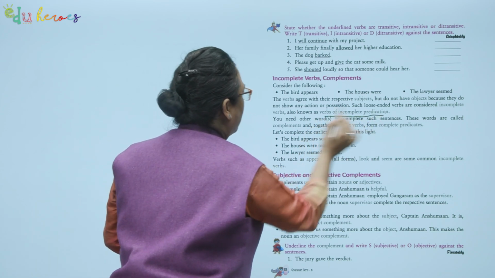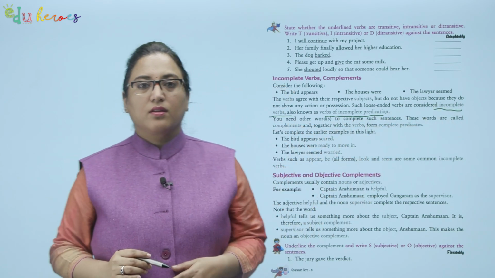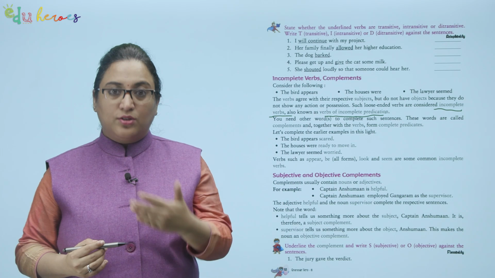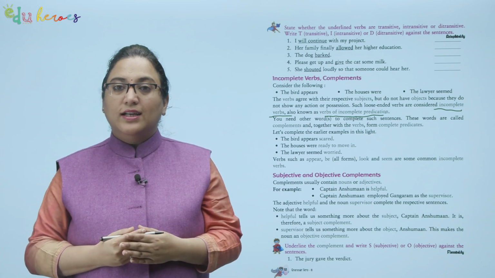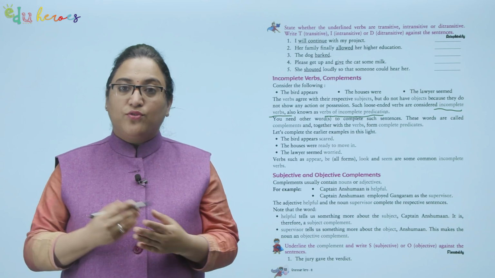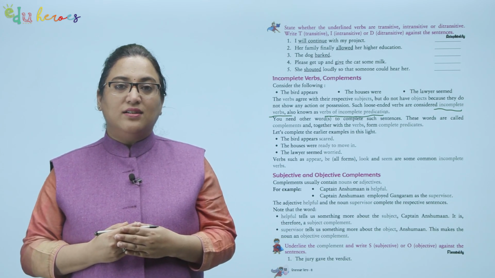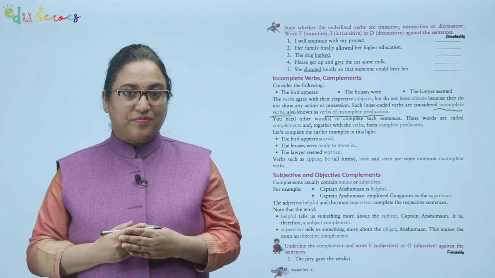So here, also known as incomplete. You need other word or words to complete such sentences. These words are called complements and together with the verbs form complete predicates. Let's complete the earlier examples in this slide.